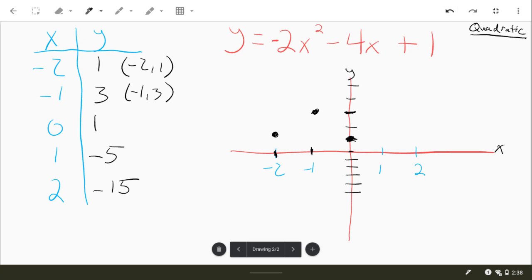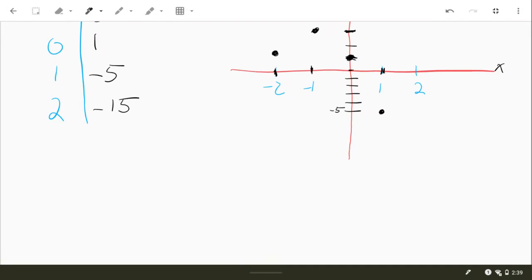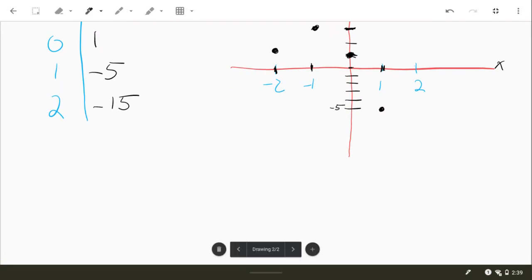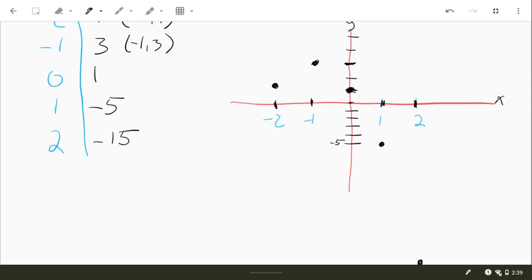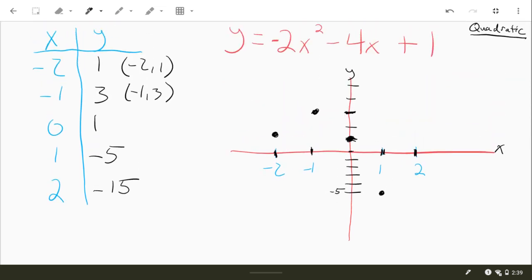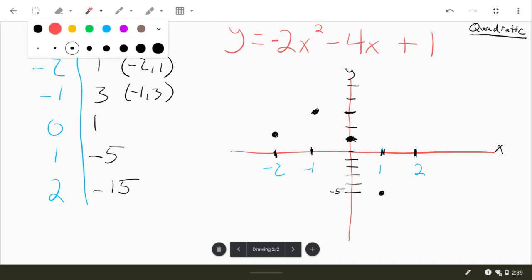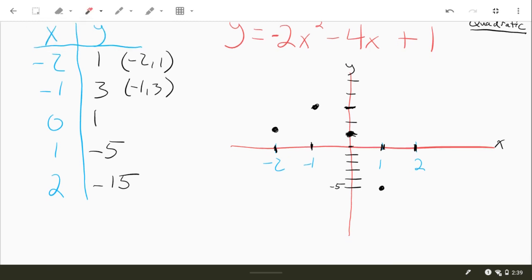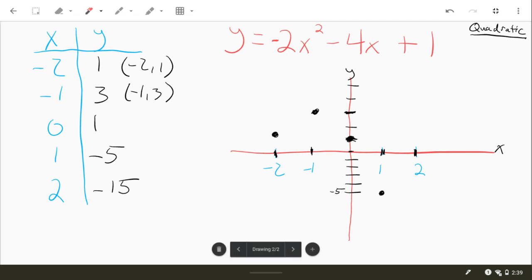Let's do another one here. 1, -5. All right, 1, and then -5 is down here. And then 2, -15. So 2, -15 is going to be, so there's 2, and then down 15, something like this. Now, this is going to be more of a graph that we talk about in Algebra 2, but I wanted to at least show you that it is possible to draw these using this little t-table method, where you just pick some x's and then get some y values back.